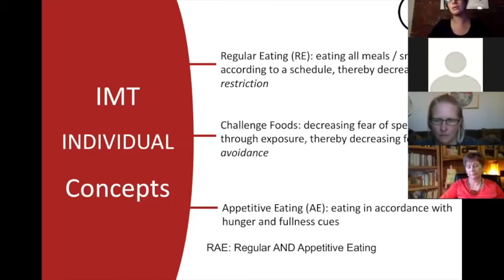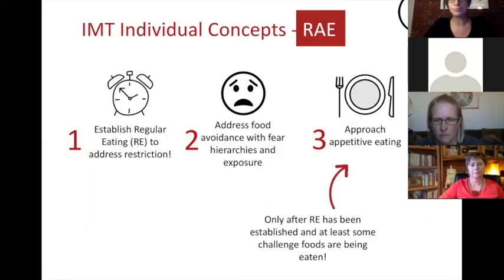And so we integrate them over time, starting with regular eating and really prioritizing that and making sure that food volume and regularity is the main treatment goal. And then we can get to avoiding foods, and then we can get to appetitive eating. So that's how we have integrated those areas of research and clinical practice. This walks you through the steps: regular eating, food avoidance, and then appetitive eating.